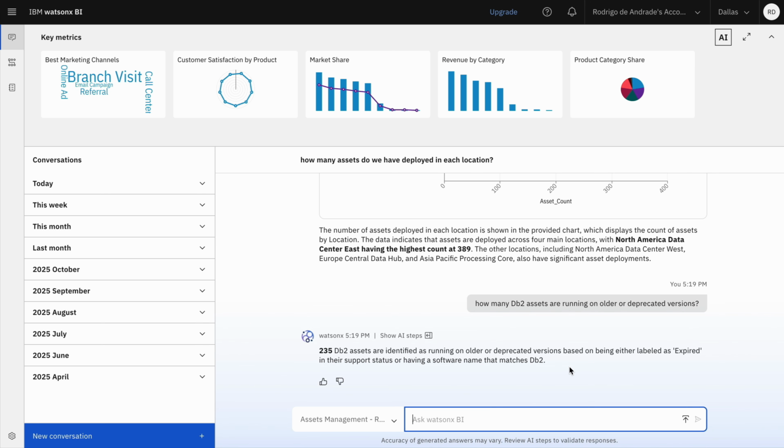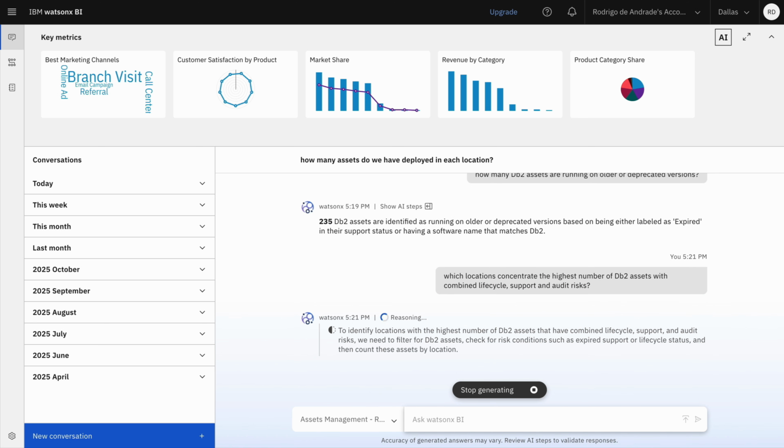So at this point, the question naturally becomes where the risk is actually concentrated. Instead of looking asset by asset, watsonx BI aggregates this information by location if you want. So I can ask: which locations concentrate the highest number of DB2 assets with combined lifecycle support and audit risks?